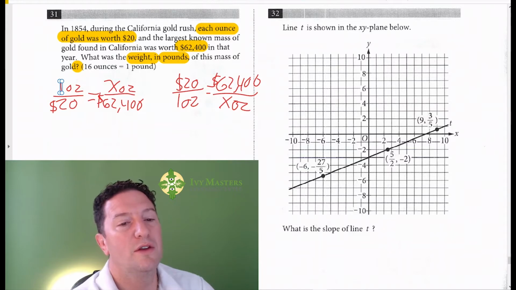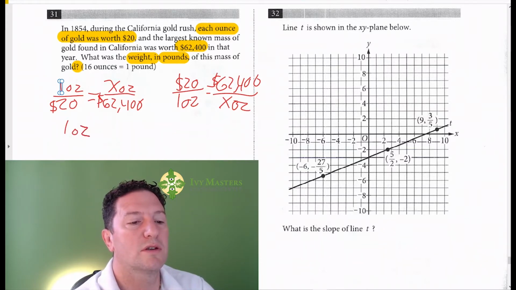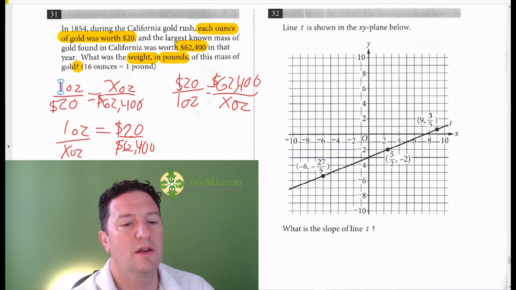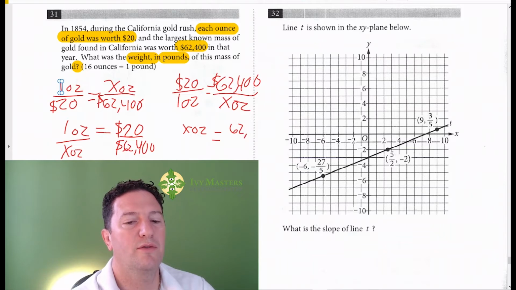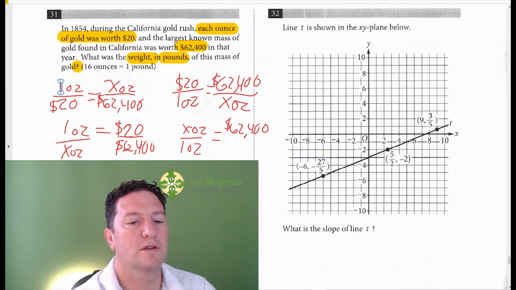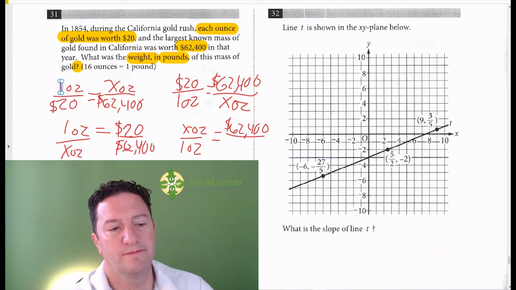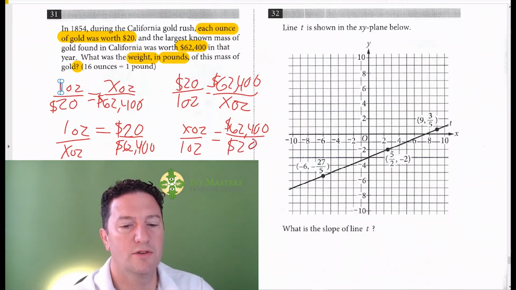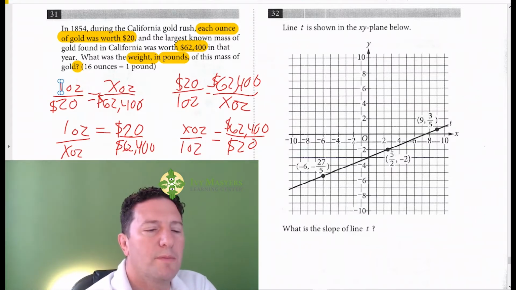There's another way to do this. You could say 1 ounce equals $20, and how many ounces is worth $62,400? Or if you flipped it upside down, how many ounces equals $62,400 if 1 ounce equals $20? Either way, notice what happens: you cross multiply and set equal.